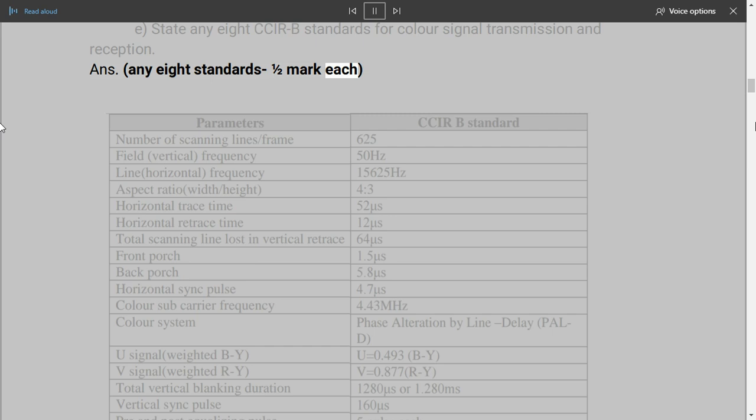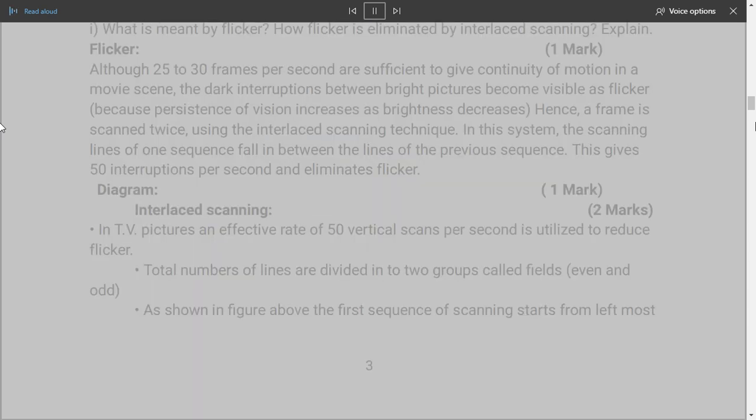1. What is meant by flicker? How is flicker eliminated by interlaced scanning? Explain. Flicker, 1 mark.